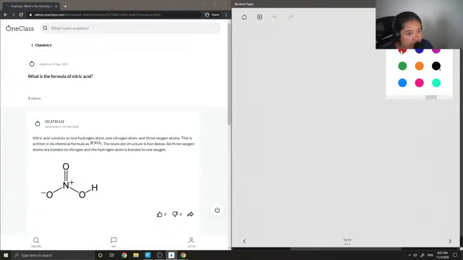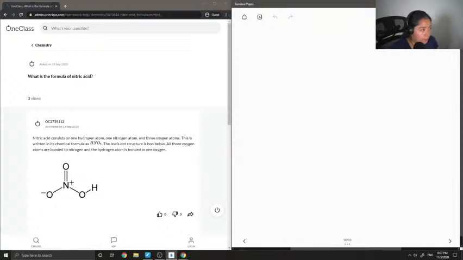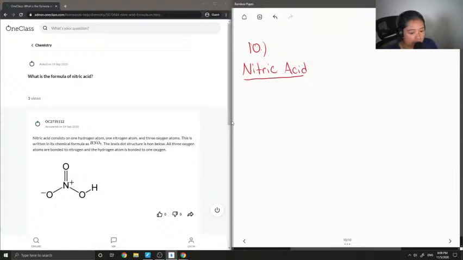Okay, so now let's move on to question number 10. What is the formula of nitric acid? So nitric acid is one of those acids that it's helpful to memorize what its structure is. Basically, it is HNO3.